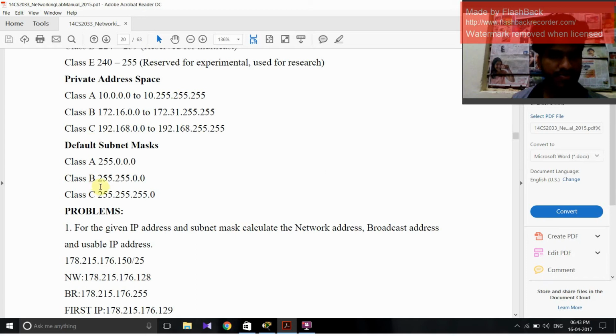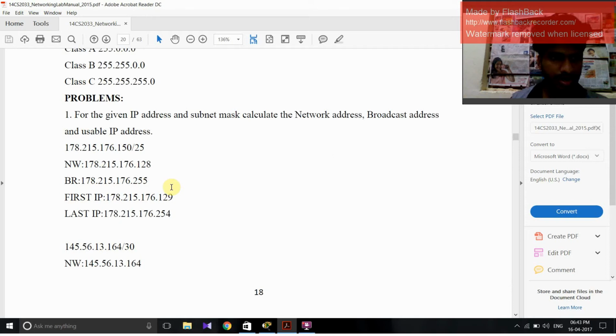255.0.0.0, and for Class B it's 255.255.0.0. These are all things already known. Now I'm going to show the problems which are given. For the given IP address and subnet mask, calculate the network address, broadcast address and the usable IP addresses.